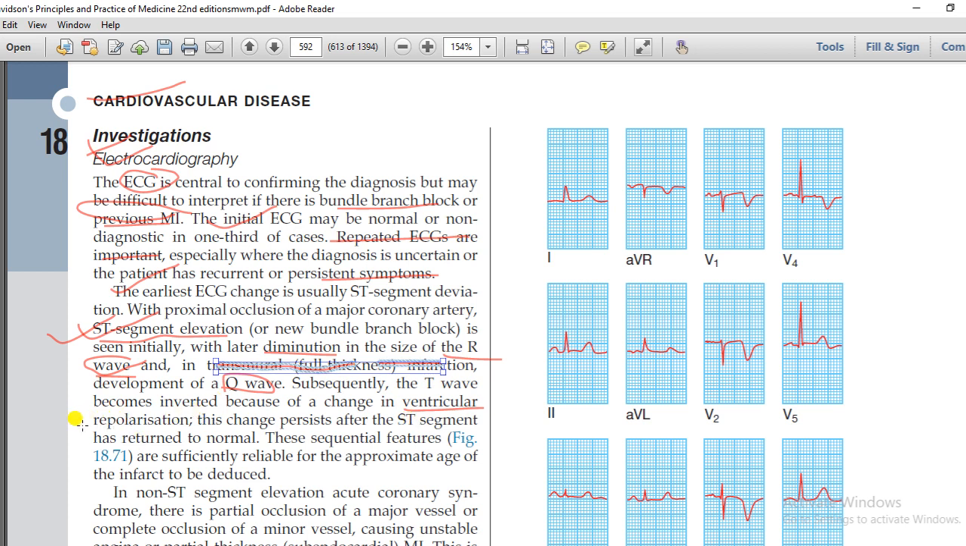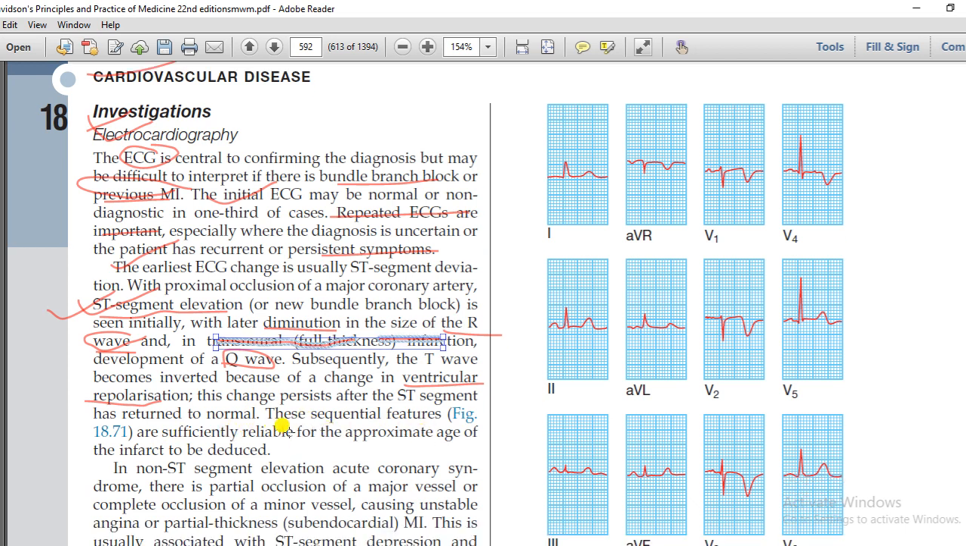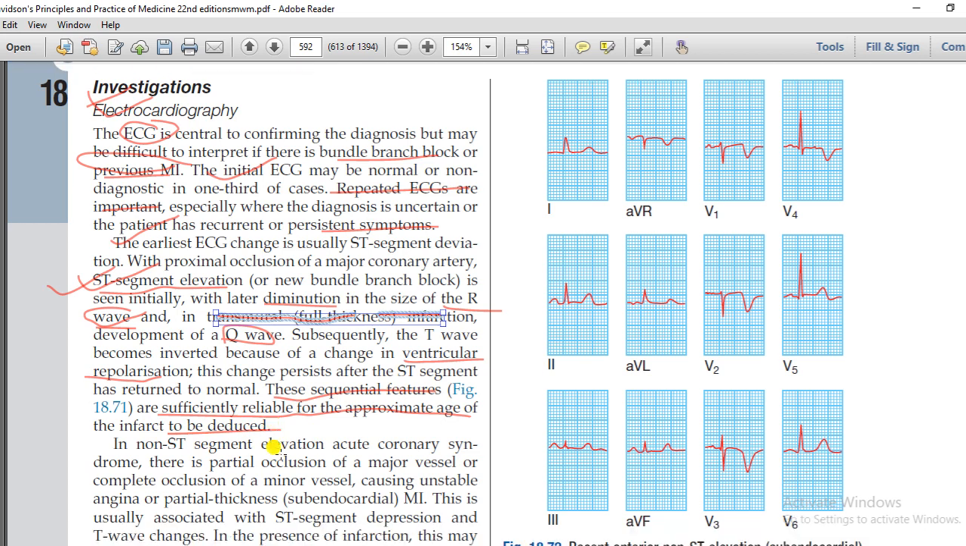For this we need to understand the action potential, and to understand this electrocardiogram. When there is change in ventricular repolarization, the T wave gets inverted. This change persists after the ST segment has returned to normal. These sequential features are sufficiently reliable for the approximate age of the infarct to be deduced.